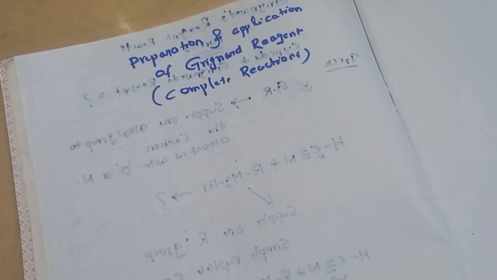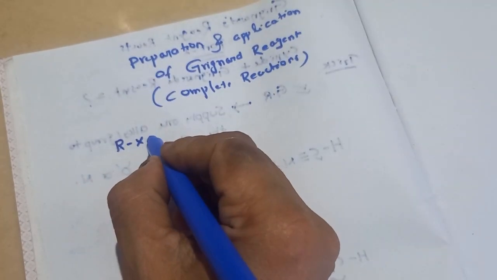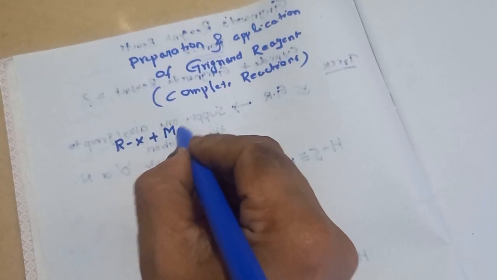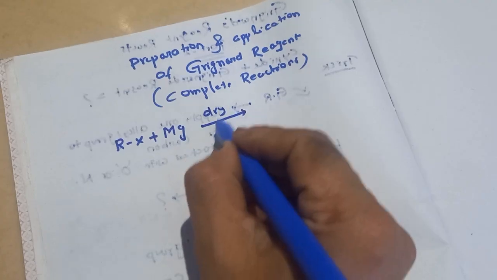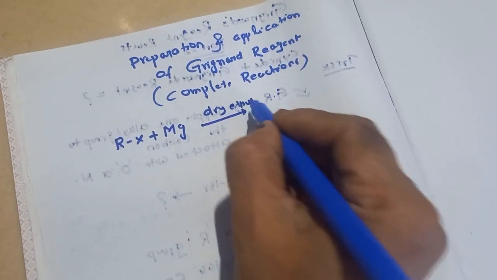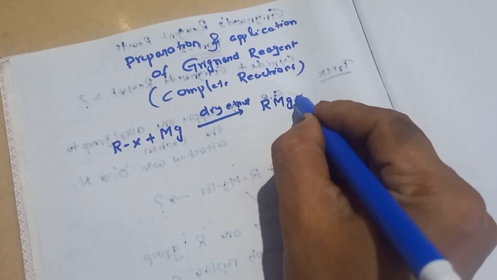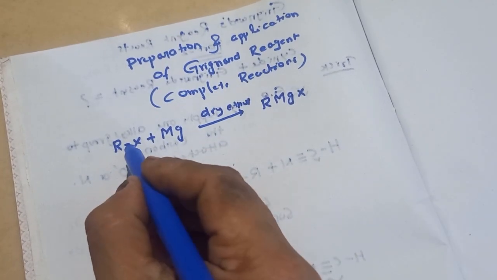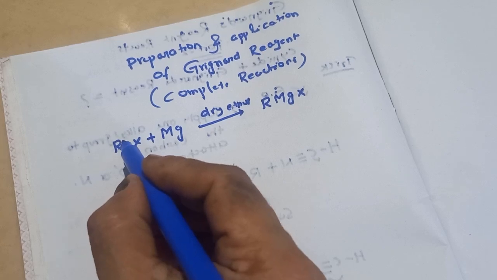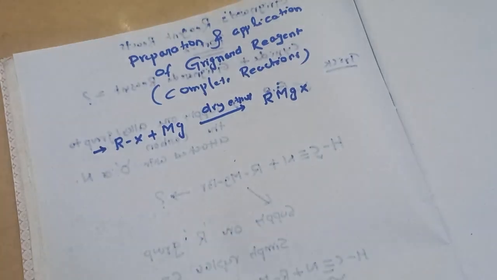Today I am going to prepare Grignard reagent. When alkyl halide is reacted with magnesium metal in the presence of dry ether, we get a Grignard reagent in which magnesium is introduced between R and X. So this is the first one.